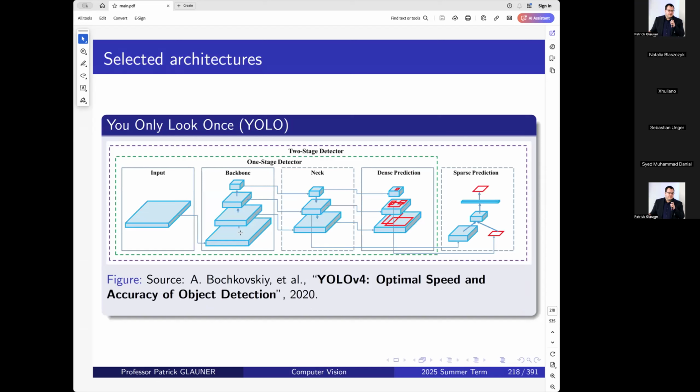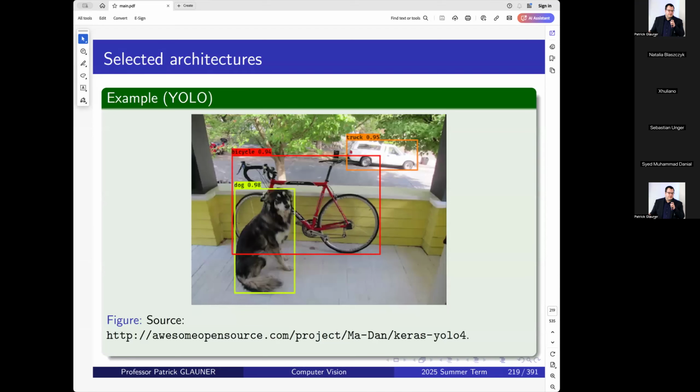And one neural network that has become very popular over the years is YOLO. YOLO stands for you only look once. And what it does is it not only does classification of a whole image, but it actually does detection. So localization and classification. So it can locate an entity here, it can locate an entity there, and then it can actually classify these entities. Like we see there's a dog here, a bicycle there.